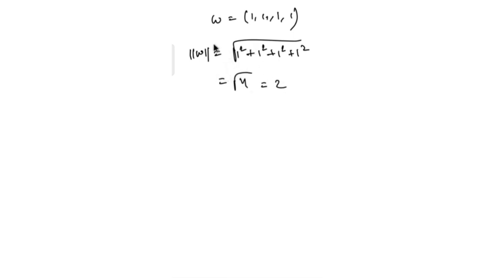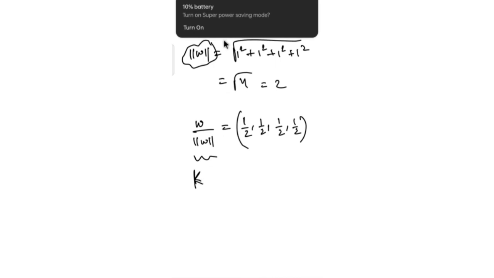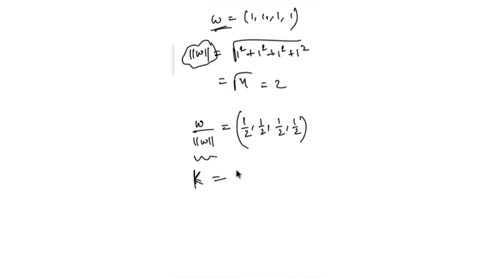It's not 1. So now what if I divide the vector by the distance of that vector? So W by the distance of that vector W. That will result in 1 by 2, 1 by 2, 1 by 2, 1 by 2. So this is my new vector, and since W and V have been taken, let me assume the starting letter of my name, that is K. So K is equal to 1 by 2, 1 by 2, 1 by 2, 1 by 2, and this we saw in the previous slide. This is a unit vector.